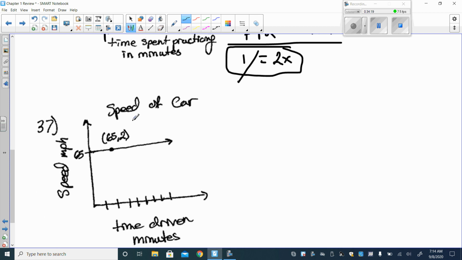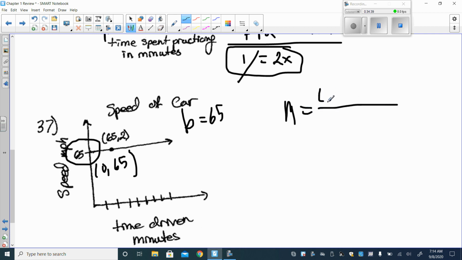Now the last one is this one here, speed of the car. Now it tells us that the y-intercept is 65 because it crosses the y-axis at 65. So we have b is equal to 65. This point is really 0, 65. Now I can use my slope formula here.